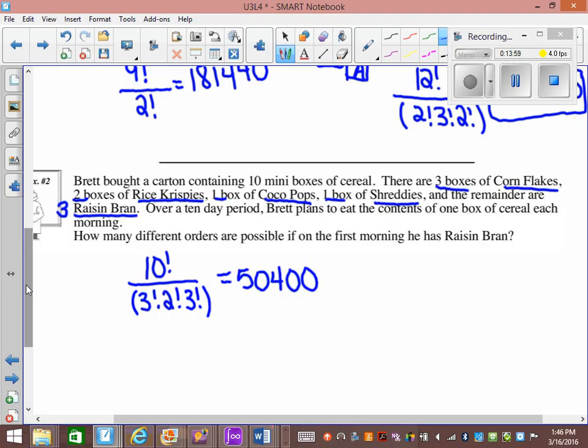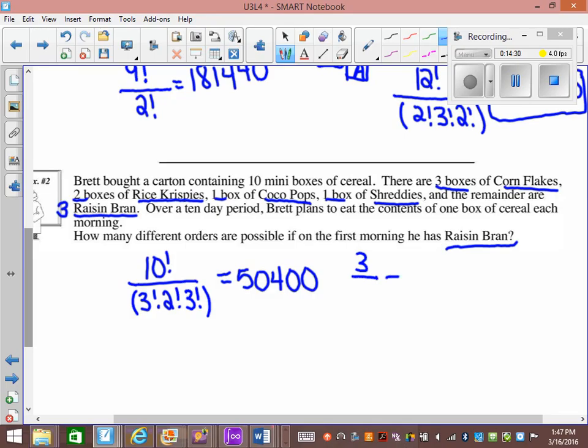Oh, wait a second. What's the catch? This would be correct if it didn't say, on the first morning he must eat Raisin Bran. So what it ends up actually being is the first morning he has not 1 option. How many options does he have on the first morning? 3. Because he has 3 Raisin Brans, right?